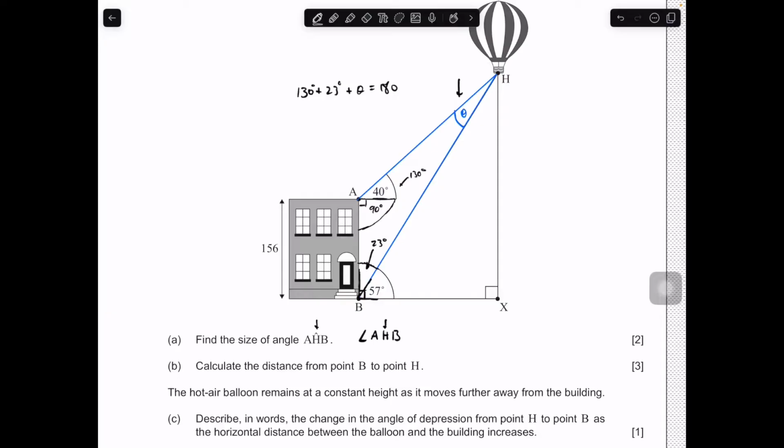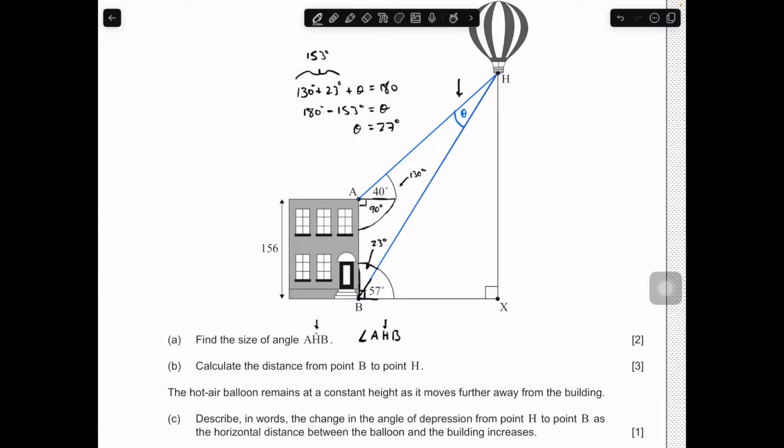You can write this as your process, or you can write 180 degrees minus, and then adding these two together, which is going to give us 153 degrees. Minus 153 degrees is going to give us the remainder. And in this case, theta itself would equal 27 degrees.